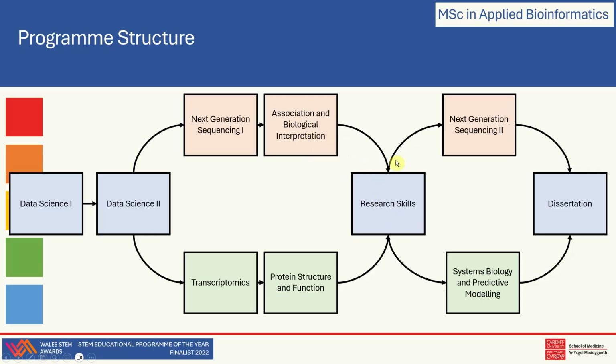You'll come back and do research skills, and then the next generation sequencing module to focus on transcriptomics and epigenomic analysis. Another cohort may choose to do the transcriptomics module, which brings in elements of these two modules. But you will also then focus on protein structure and function, using, again, as I mentioned before, some of the new AI tools to understand protein structure and function. And finally, moving into a module that looks at systems biology and predictive modeling. So how do different systems work?